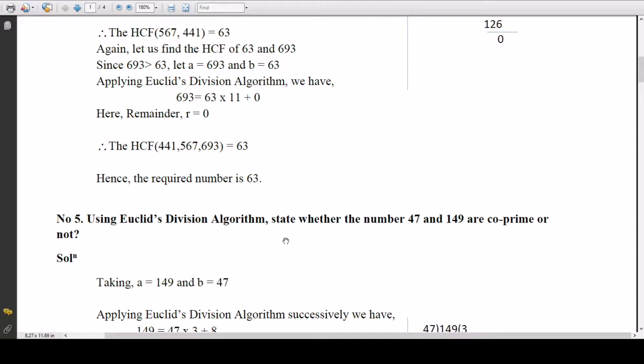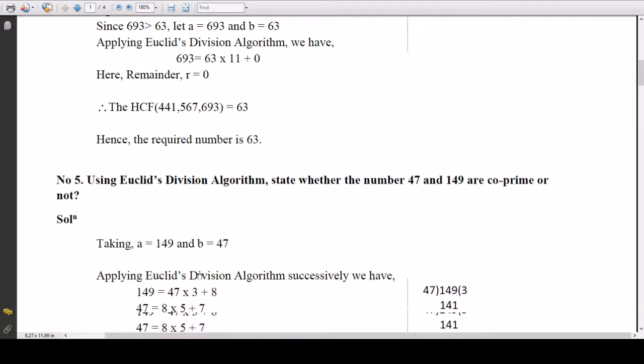Now here, they have asked us about 47 and 149, whether they are co-prime or not. That means we have to find out whether the HCF between these two numbers is 1 or not. If the HCF is 1, that means they are co-prime. There are no other common factors other than 1.